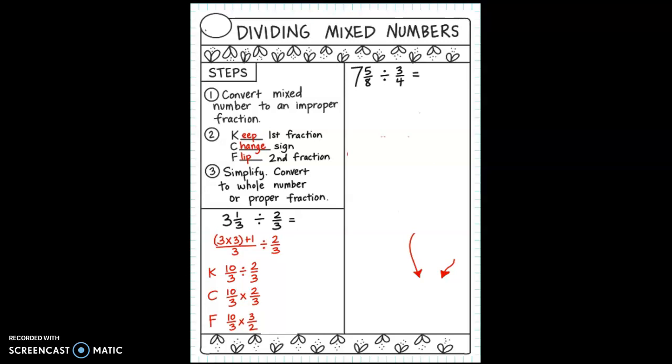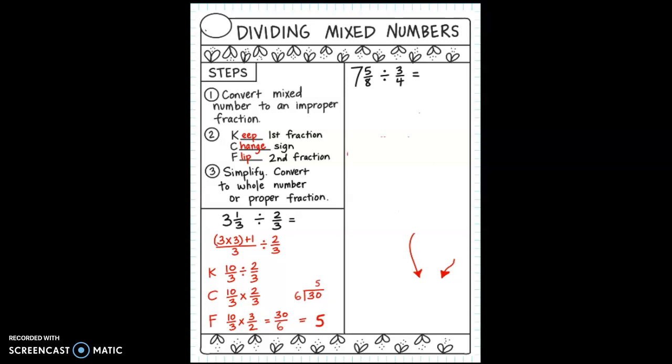Then we can multiply. 10 times 3 is 30. 3 times 2 is 6. 30 over 6 is an improper fraction, so we need to change it back into a mixed number. So we see how many times 6 can go into 30, and it gives us the whole number 5. 5 is our answer. Let's try one more.